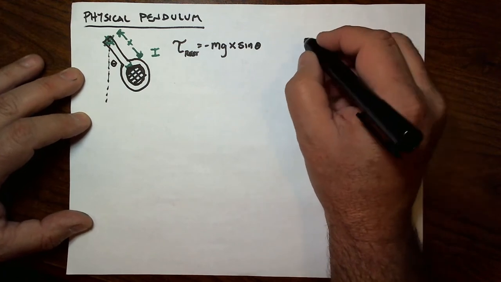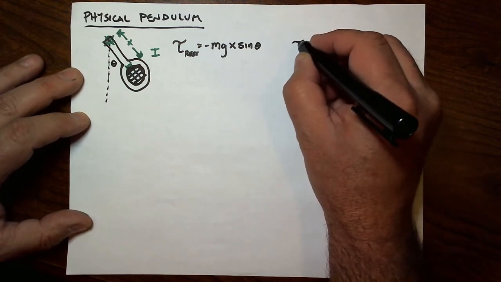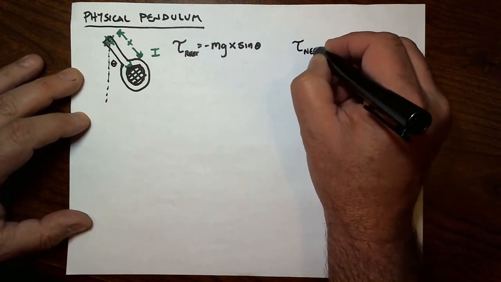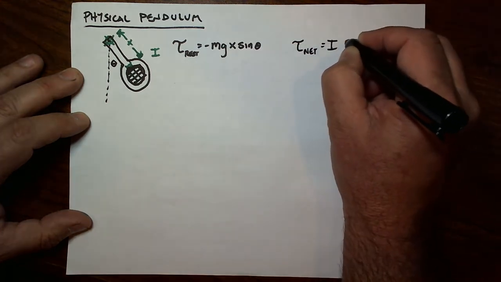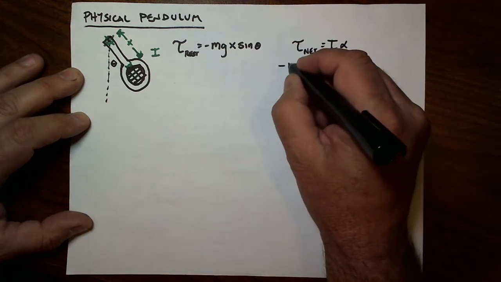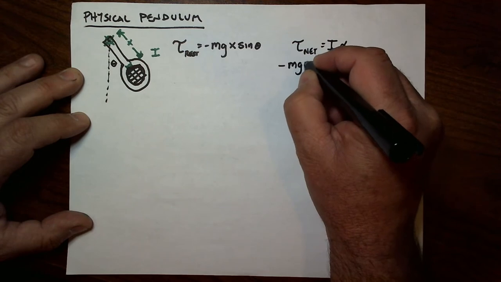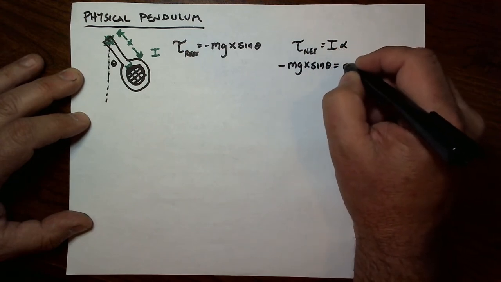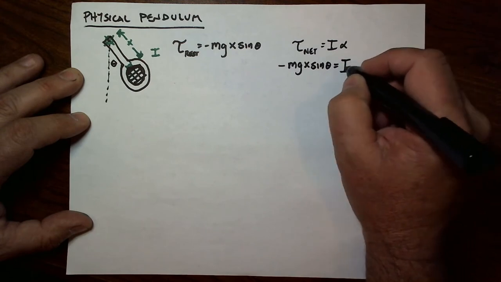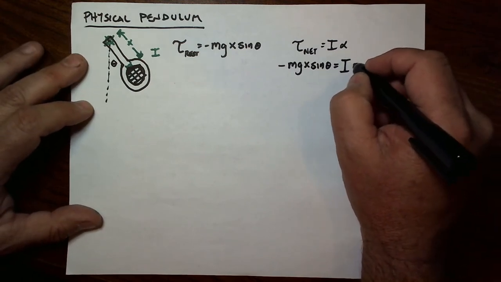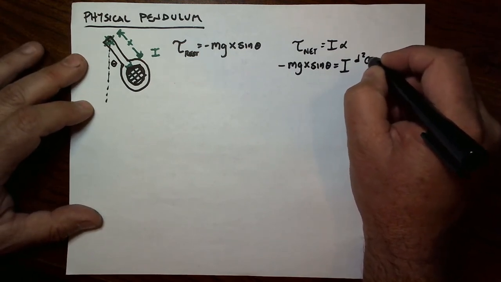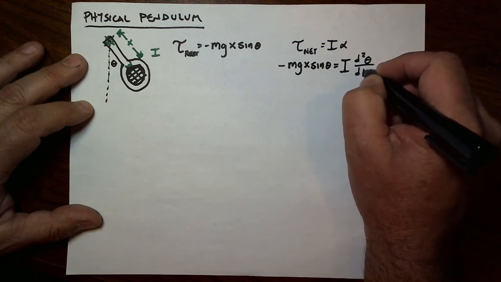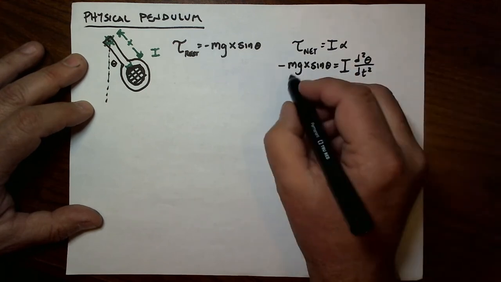So for this, we're going to go ahead and write down Newton's second law, and we put in our restoring torque, mgx sine theta, and moment of inertia, well, we don't know what it is. We're going to have to measure that number, so I'm going to leave it as I, and then alpha is d squared theta dt squared.